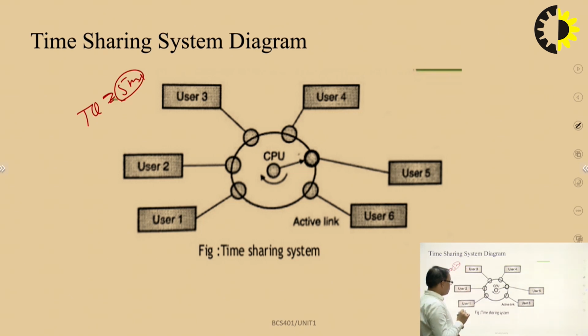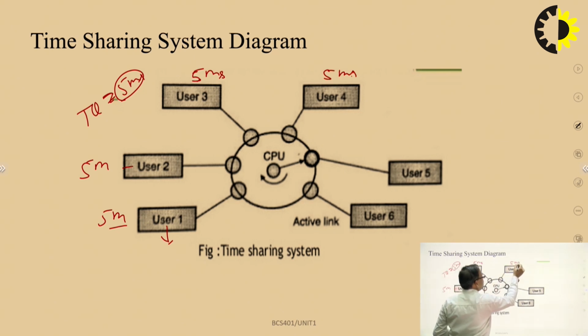It means for the first 5 milliseconds, the CPU will execute the program of user 1. After that, for the next 5 milliseconds, the CPU will execute the program of user 2. Then for the next 5 milliseconds, the program of user 3. And after that, the program of user 4. And after that, the CPU will execute the program of user 5 for the next 5 milliseconds. It means the time quantum is shared among the users.